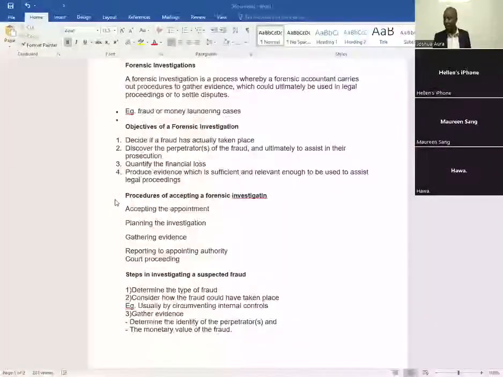We have another very important objective here, which is to discover the perpetrators. These fraudsters, we need to bring them to book. Great.